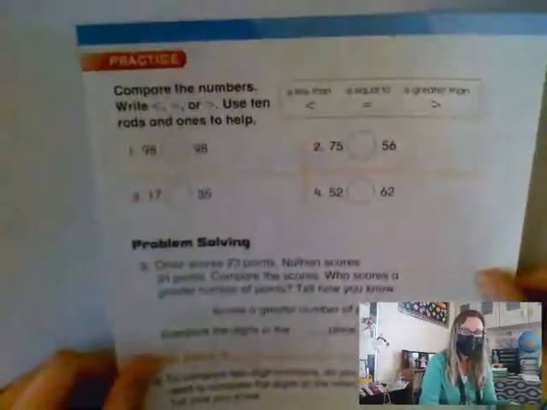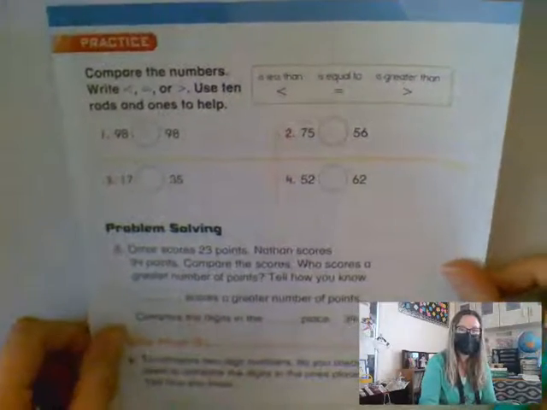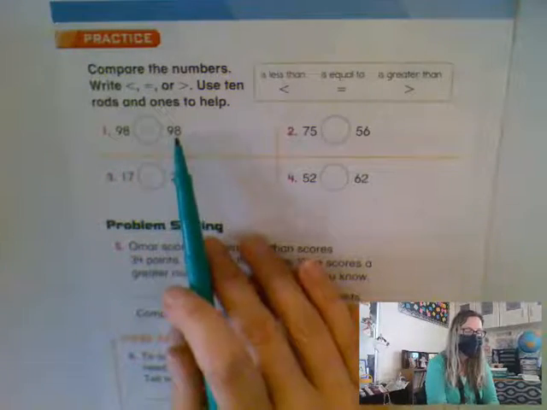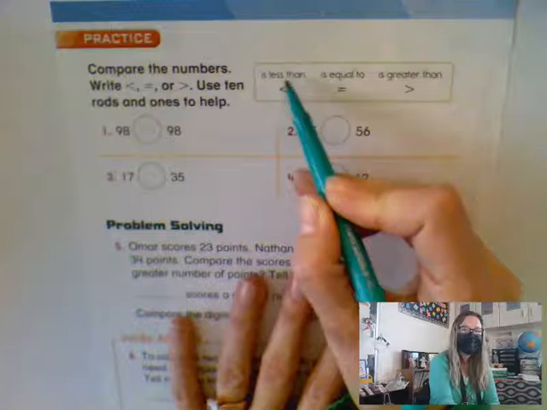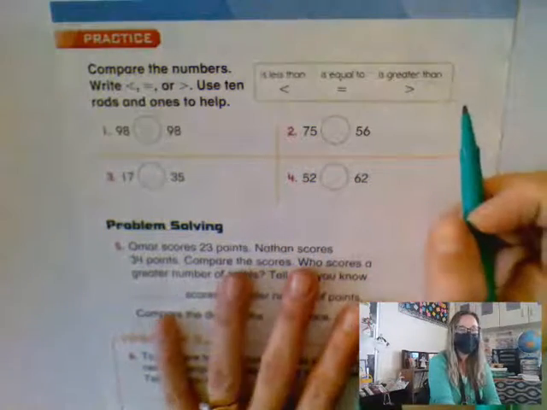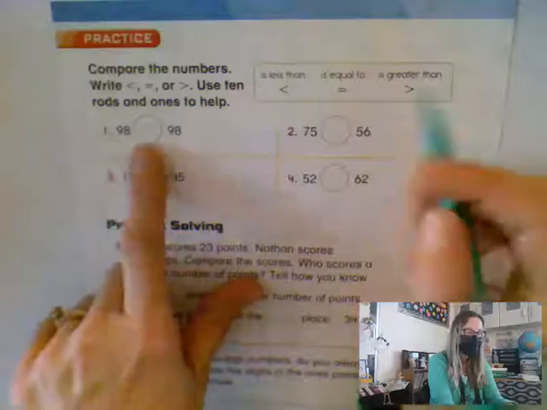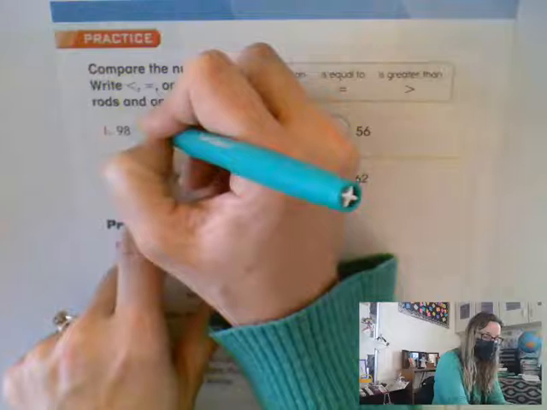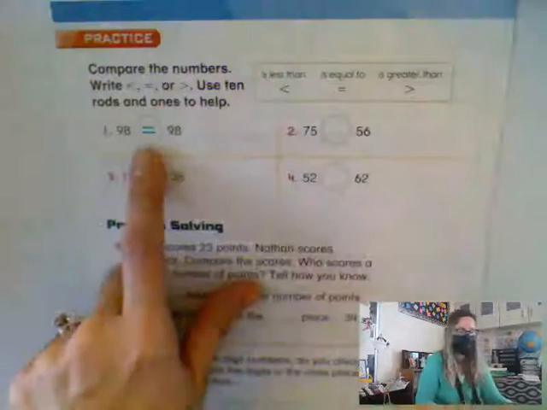So if you turn the page now to 270, looking at number 1, I have 98 and 98. And they want us to either write the less than Allie, the equal sign, or the greater than Allie. So 98 and 98, they are the same, they are equal. So you can go ahead and trace the equal sign.